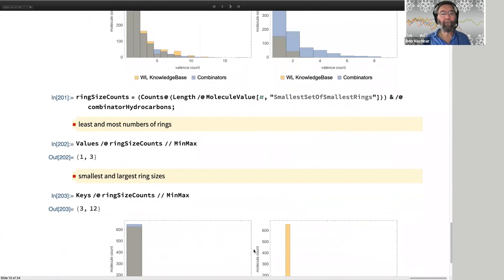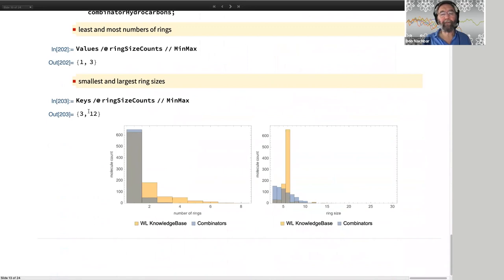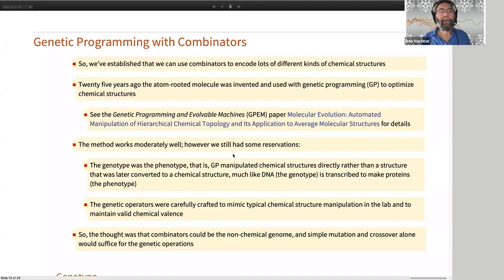The rings, we did not get as large. The largest ring that we generated with the combinator was only 12 atoms in it. And the distribution of sizes is very different. So we didn't do too badly for a first pass. Now, what I wanted to get on to is, once I got this working, I said, this representation for molecules as a combinator is different from what we had used before. The atom-rooted molecule for genetic programming, the molecule itself was the genotype.